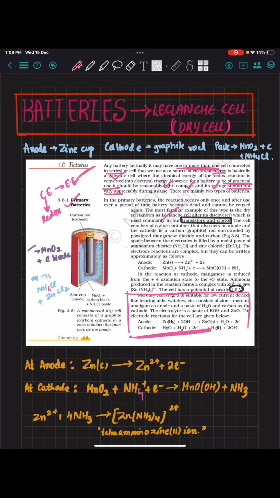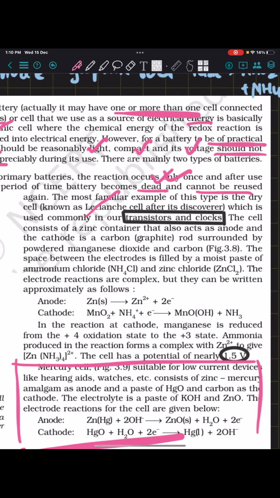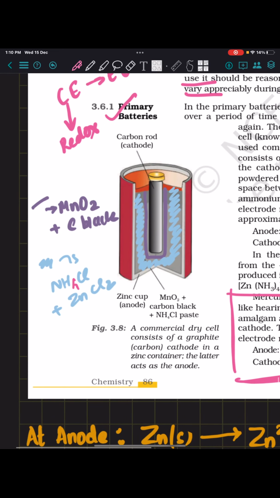So talking about primary batteries, in these batteries the reaction occurs only once, and after use over a period of time the battery dies and it cannot be reused. The reaction occurs as long as the reactants are there in the cell. Once the reactants run out, the reaction stops and the battery dies. The most familiar example of a primary battery is the Leclanche cell, named after its discoverer, used in transistors and clocks. This is how it basically looks.